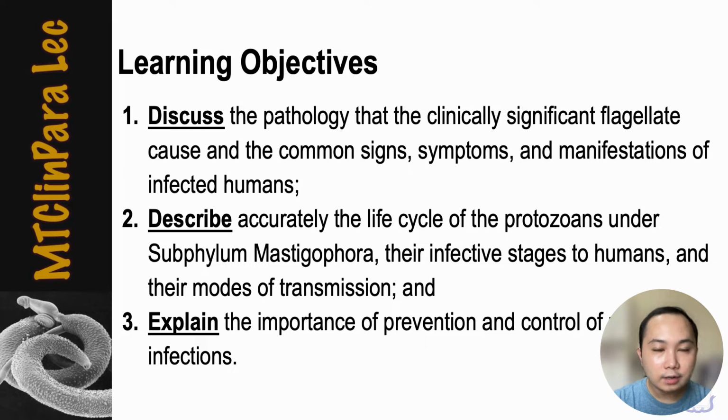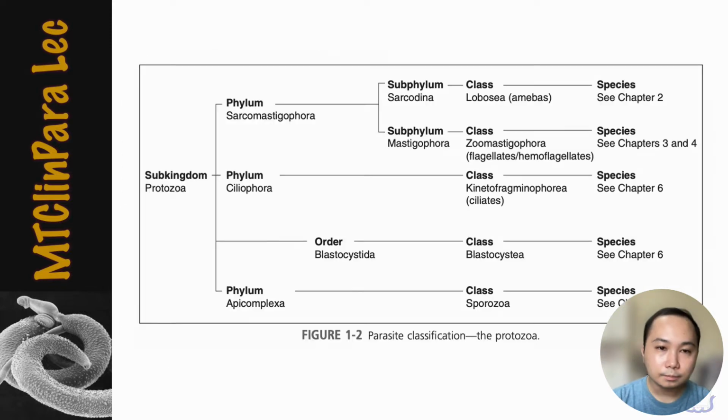So here are the learning objectives for this module. Just like the other topics that we have discussed, it is very important to acknowledge the pathogenic diseases associated with our pathogenic parasite. We also need to identify which are the infective stages or morphological stages behind every life cycle of our parasite, and also explain the prevention and control of infections, especially the pathogenic ones.